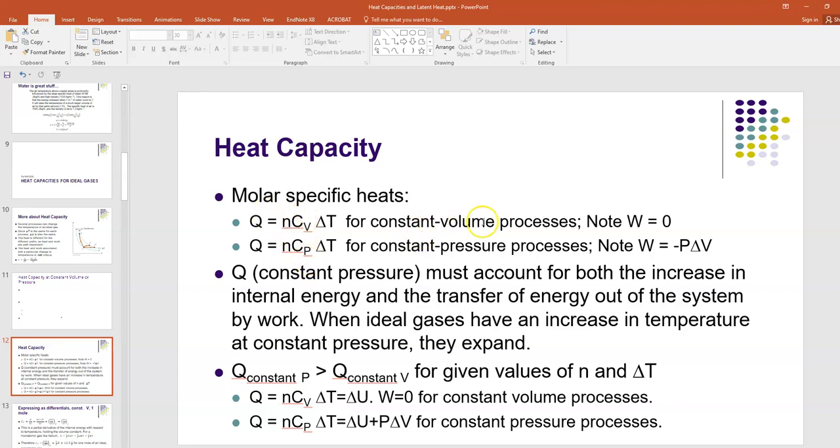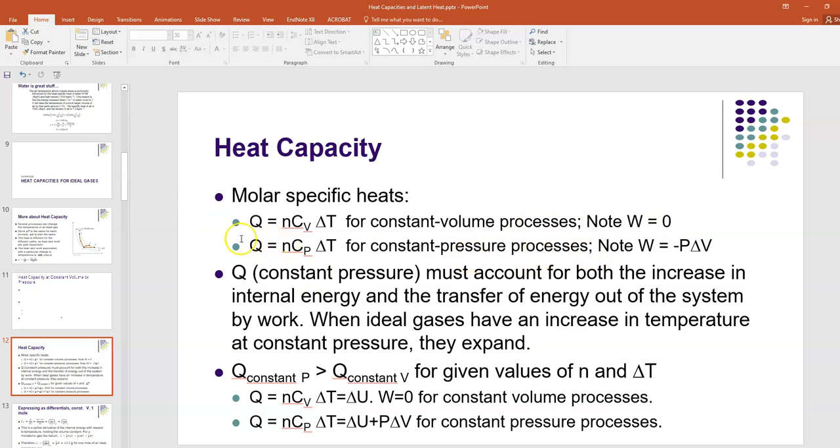So for constant volume, our molar specific heat expression will be Q equals nC_V ΔT, where n is the number of moles, C_V is the molar specific heat at constant volume, and ΔT is the change in temperature. Note that for constant volume processes, since the work is proportional to dV, if the volume doesn't change, the work is zero. We covered this in a previous lecture.